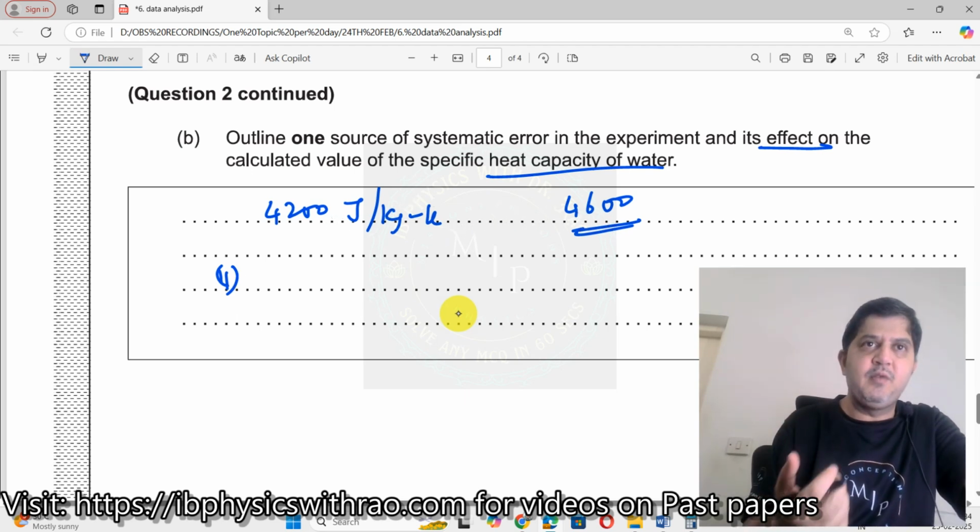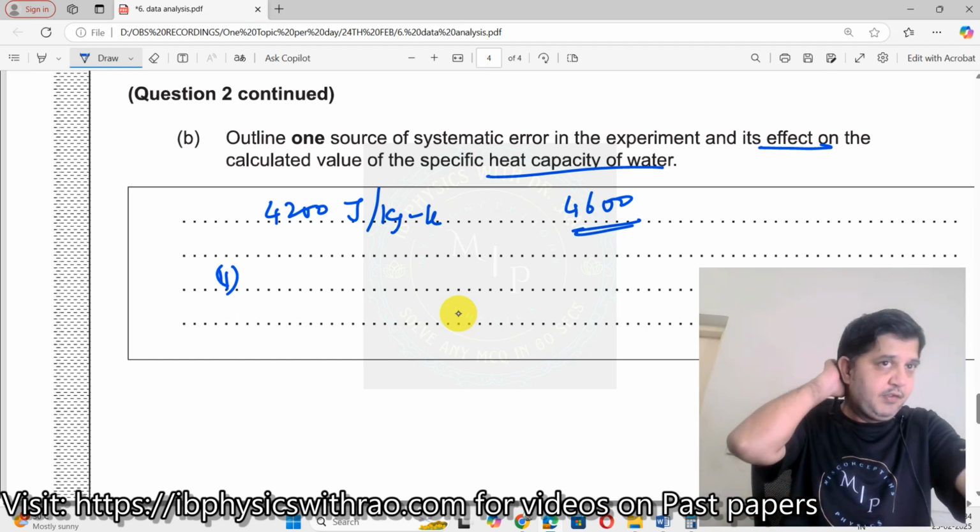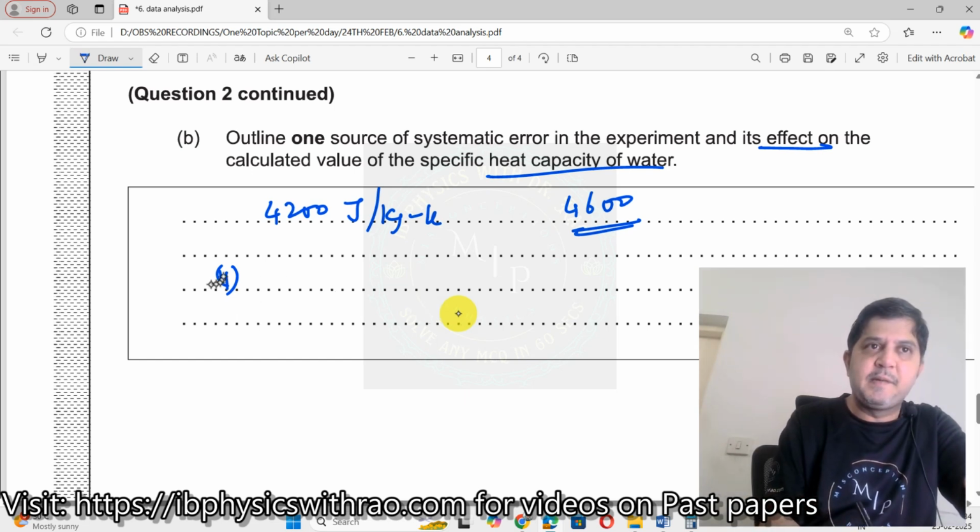So why did it happen? What was the reason? That is the question. Now we need to look at what went wrong over here. We know how to calculate the specific heat. Specific heat is given by E divided by M delta T, right? E equals M C delta T.